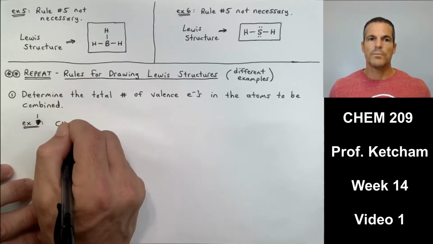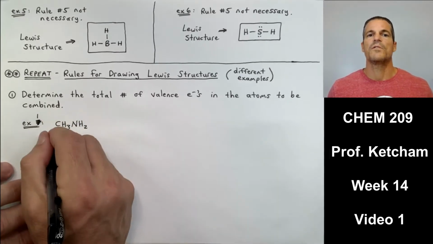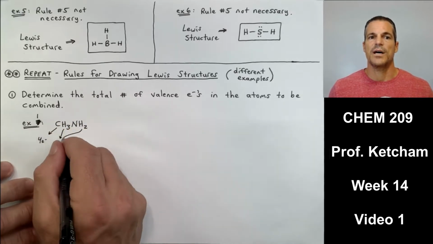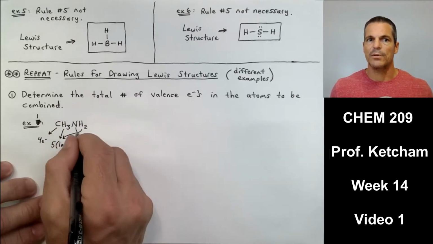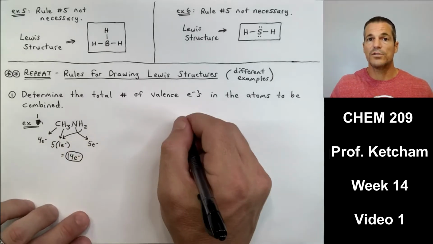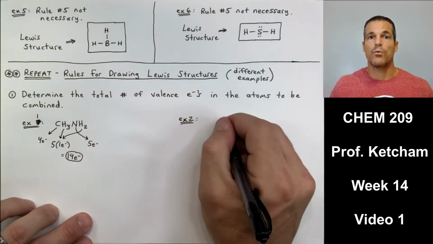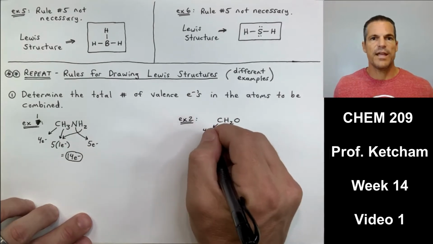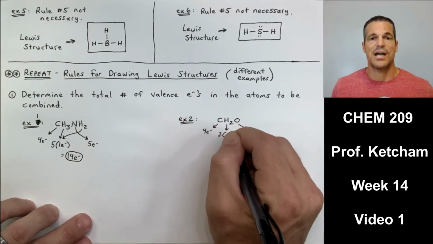All right? Number 1, we determine the total number of valence electrons in the atoms to be combined. We use the periodic table. We find out what group the atom is in. If it's group 1 or 2, fine, it's going to have 1 or 2 valence electrons. All of the atoms we see will be on the right-hand side of the periodic table.